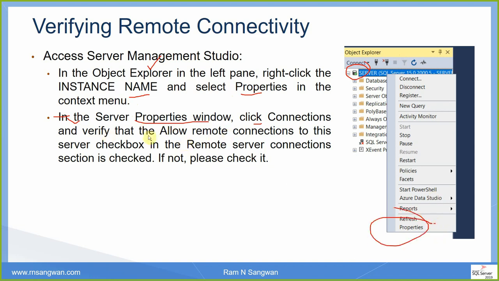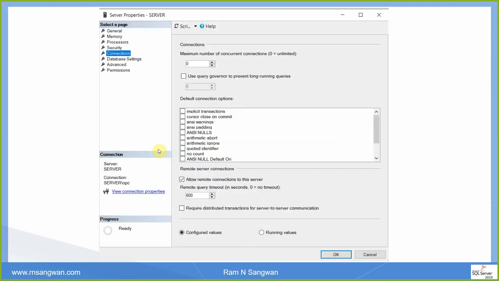Click on connection, then verify. Under the connections, we'll discuss that coming up, and verify that allow remote connection is set to true, or it is checked, or it is enabled. I was talking about the connections, and this is the page I showed. I have not gone through all the pages, but remember I talked about it. Yes, concurrent connections I was talking about. By default 0, which is unlimited connections, and allow remote connection.